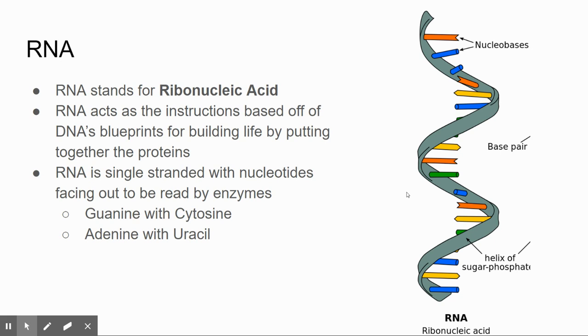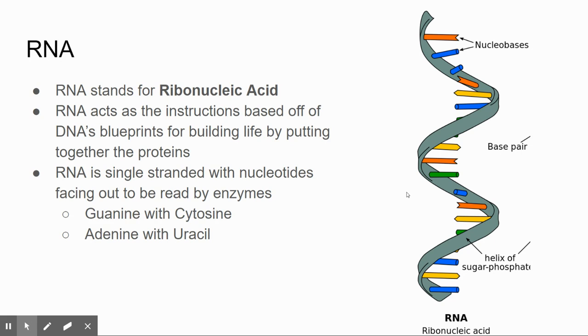And then we have different enzymes out in the cellular fluid, the cytoplasm. So these are out in the cytoplasm. They come together and they are able to make different proteins that are needed for the body and the different structural parts of the cell. So they're basically the instructions for putting different proteins together.